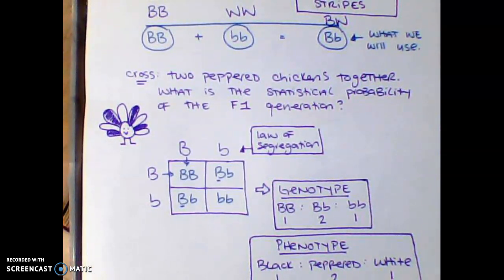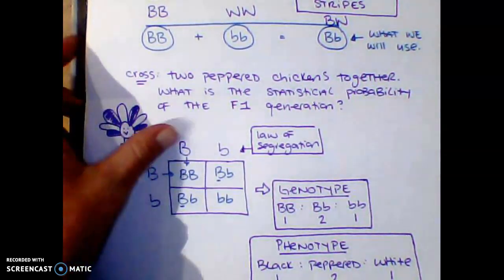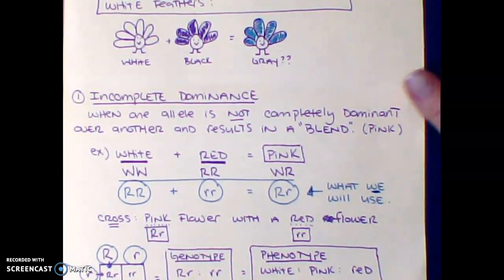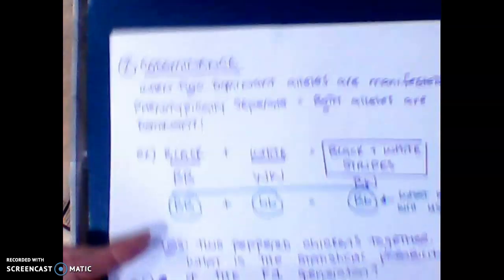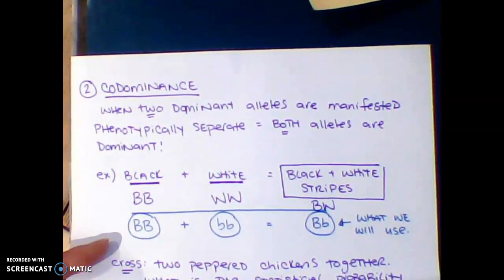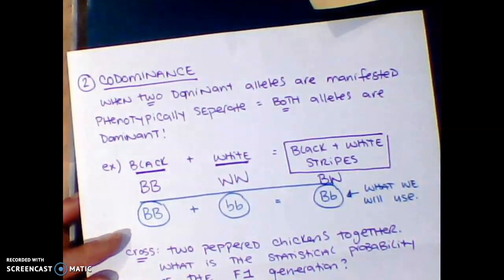Okay? So again, with genetics, we don't always have dominant recessive. We can now have a blend, which is incomplete dominance. Okay, so pink or gray. Or we can have codominance, which means that both traits manifest at the same time, or both phenotypes manifest at the same time.